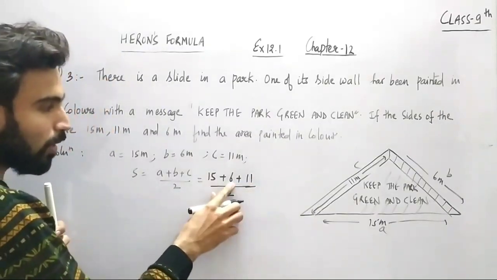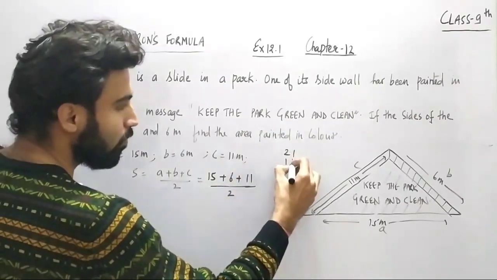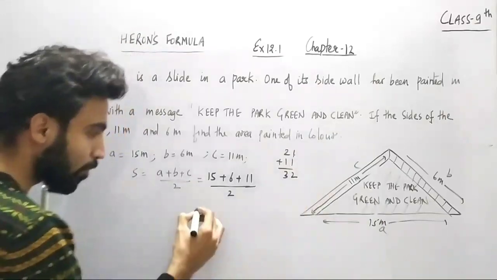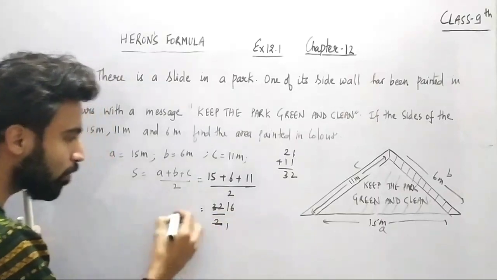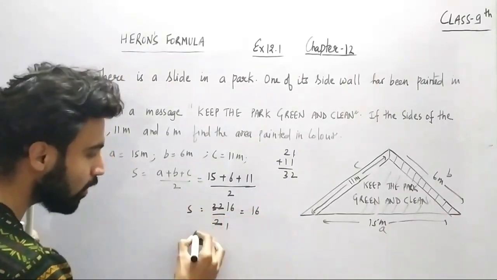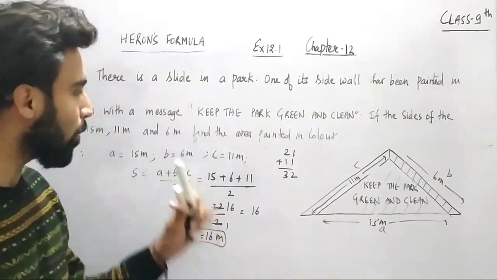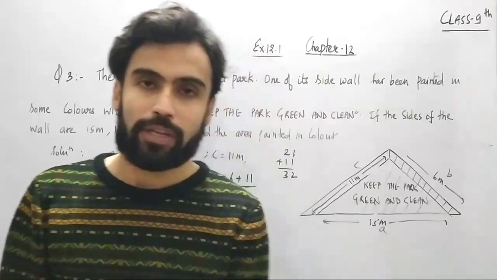Now 15 plus 6, that will be 21. 21 plus 11. Now 1 plus 1 is 2, 2 plus 1 is 3. So 32 divided by 2. So 2 16 is 32. That means the value of S is 16 here, right? In meters. अब हमारे पास A, B और C तीनों की वैल्यू है. Also the value of semi parameter, that is S.